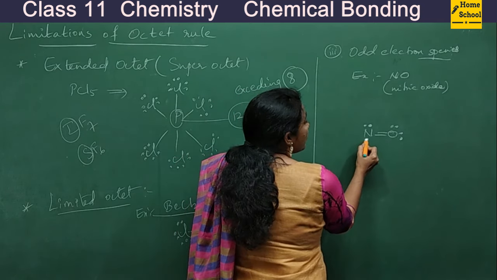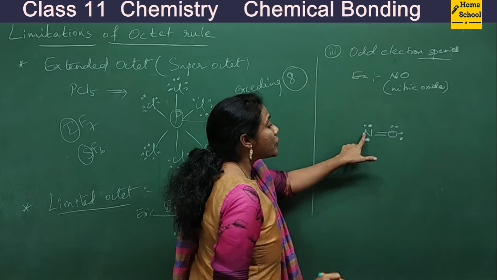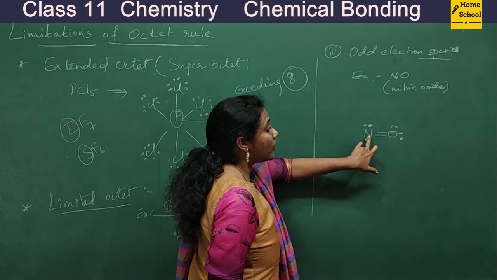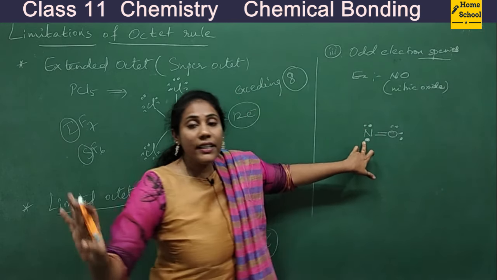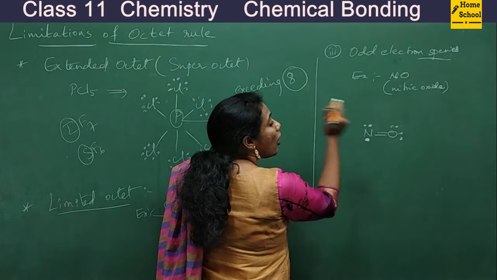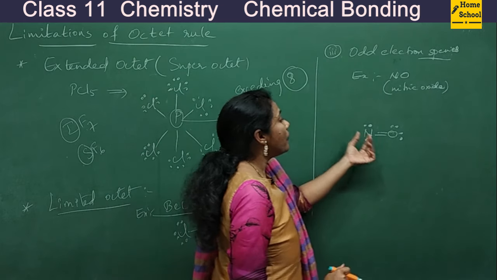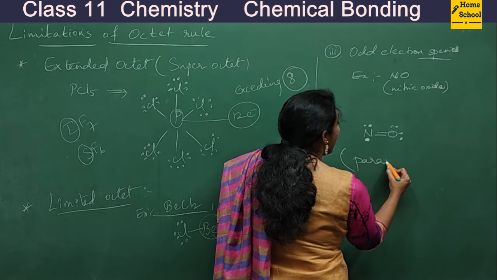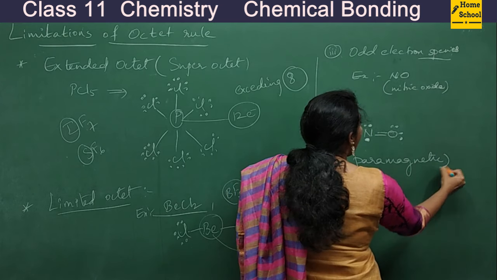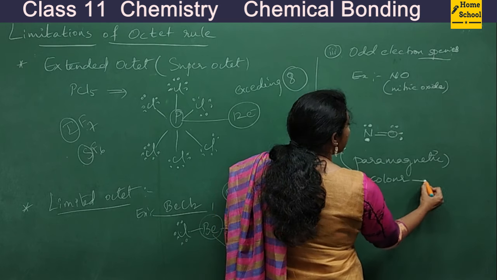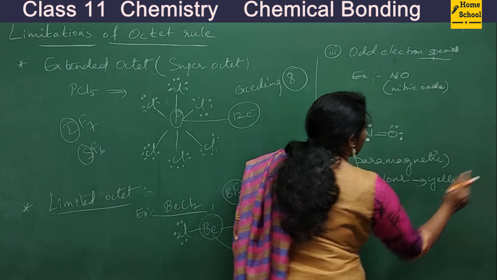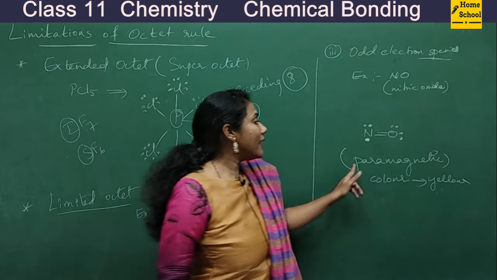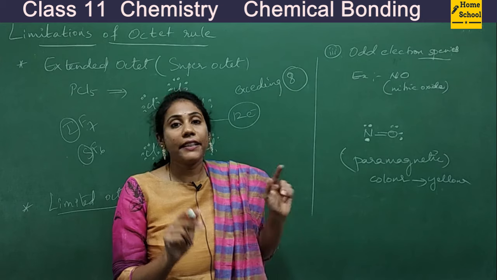Such a species, you can observe, has only one single electron and there is no octet satisfied for nitrogen. For oxygen, it's okay. 1, 2, 3, 4, 5, 6, 7, 8. Octet satisfied. For nitrogen, you see 1, 2, 3, 4, 5, 6, 7. The 8th electron is not there. So such molecules are called odd electron species. Usually, when molecules have a single electron, they show a special character called paramagnetic character. And they will also show some color. So here, this compound is yellow in color. Because of the single electron, it has paramagnetic nature and it will show color also. Paramagnetic means ability to get attracted towards a magnet.